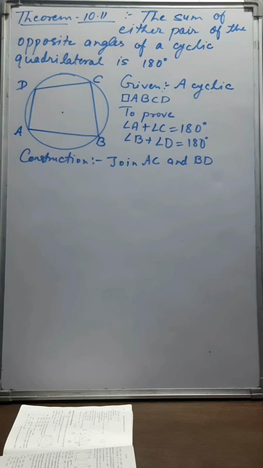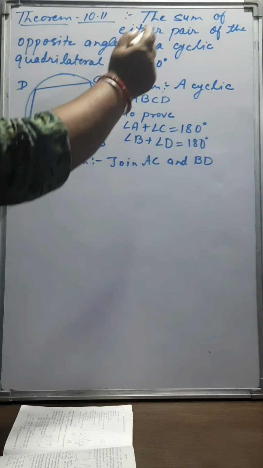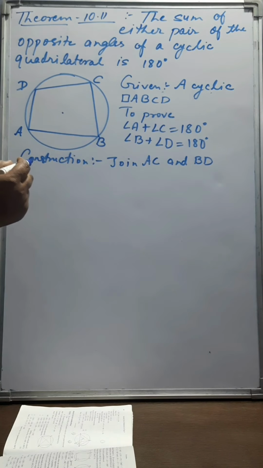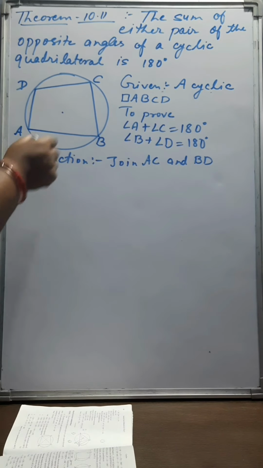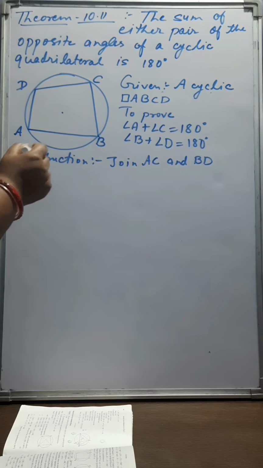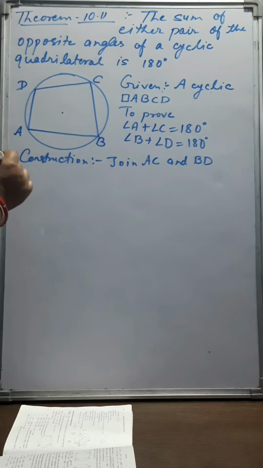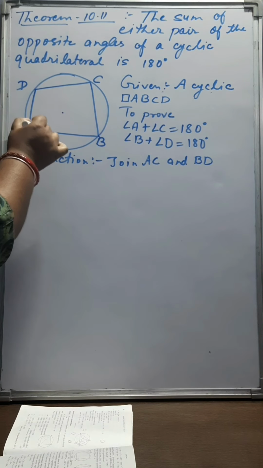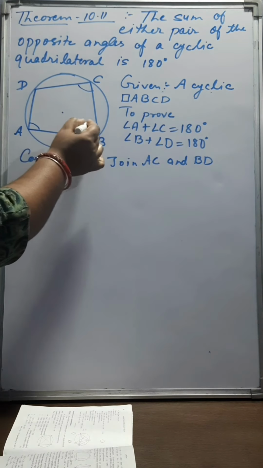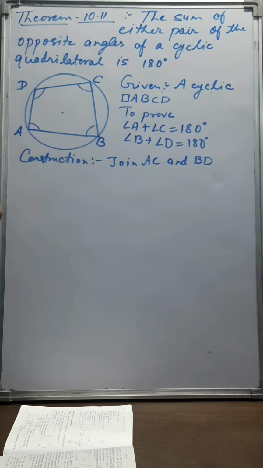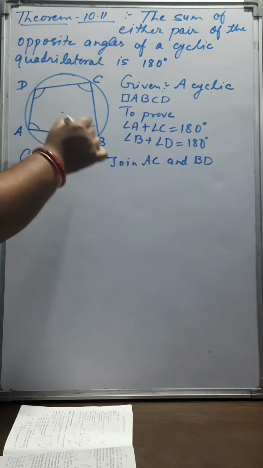Now we will discuss the first theorem based on cyclic quadrilaterals, which says that the sum of either pair of opposite angles of a cyclic quadrilateral is 180 degrees. You can see here this is a circle with centre O and a cyclic quadrilateral ABCD is drawn. We have to show the opposite angle sum: angle A plus C is 180 degrees and angle B plus D is 180 degrees. For that a construction is required. We will join AC and BD.